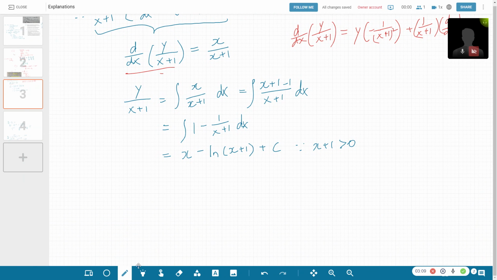So your final answer will just be y equals x plus 1, multiplied over, then x minus ln of x plus 1, plus c. Okay, so that is the final answer.